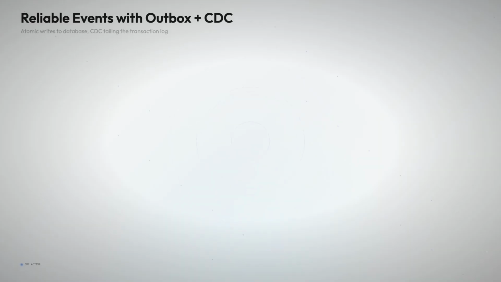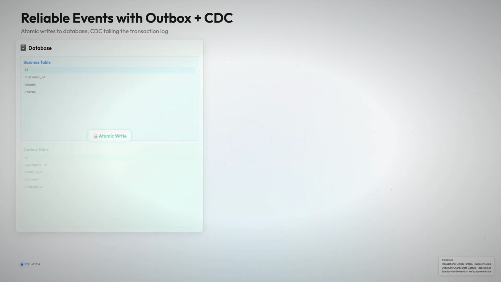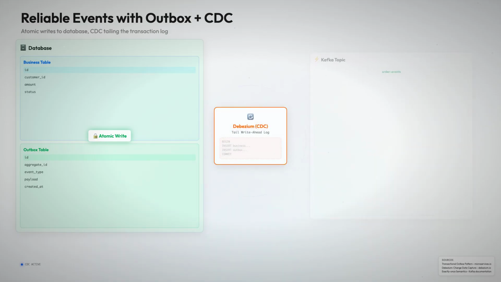But publishing events reliably introduces the dual write problem. Updating a database and sending to Kafka sequentially risks inconsistency if a crash occurs in between. The transactional outbox pattern sidesteps this. Write the event to an outbox table in the same database transaction as your business data. Since both writes are in one transaction, they're atomically consistent.